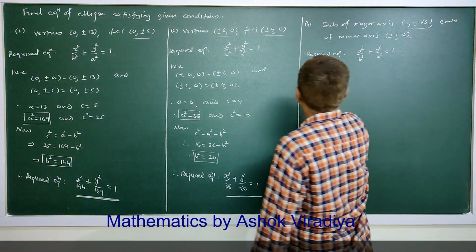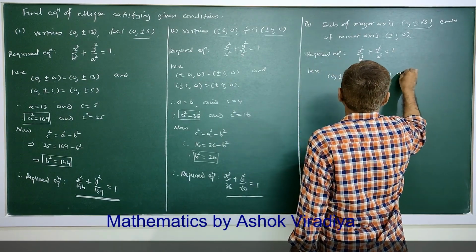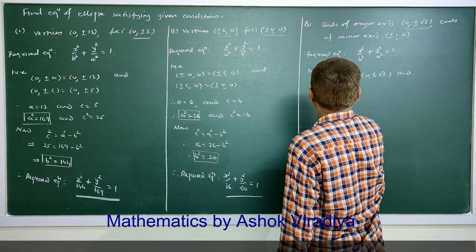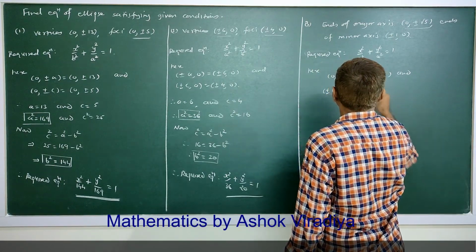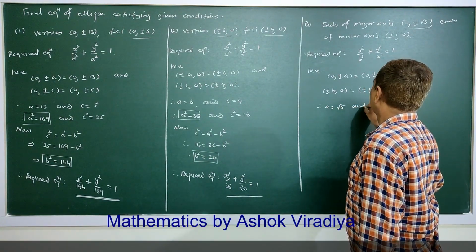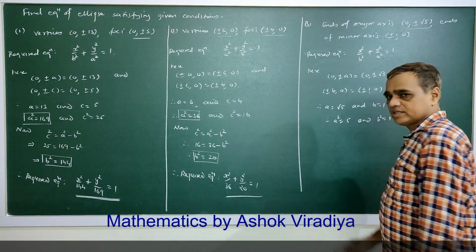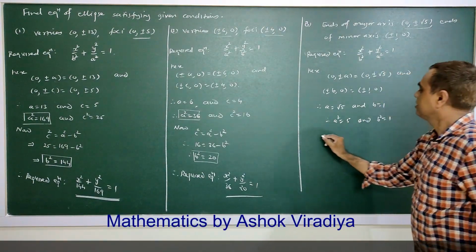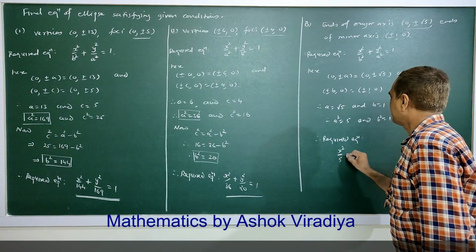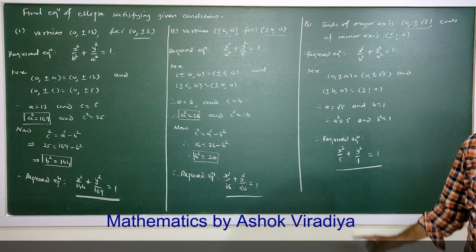Now here 0 plus minus a is 0 plus minus root 5, and these are ends of minor axis. Ends of minor axis, plus minus b, 0 is plus minus 1, 0. So here a is root 5 and b is 1. So a square is 5, b square is 1. And putting this value in this equation, therefore required equation is x square upon a square plus y square upon b square is 1. This is the required equation of ellipse.